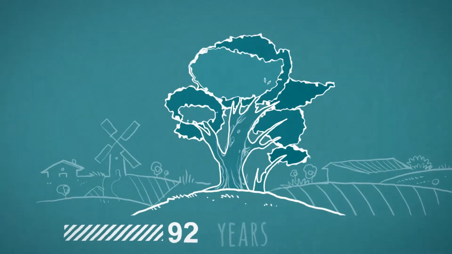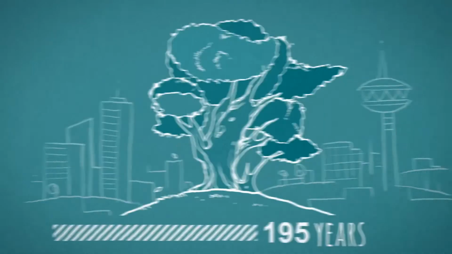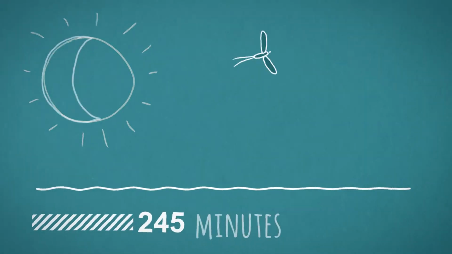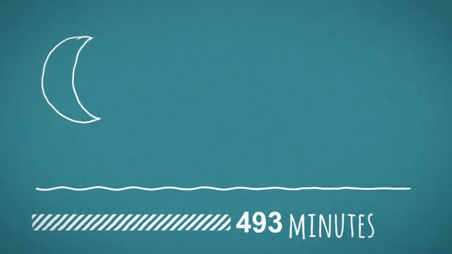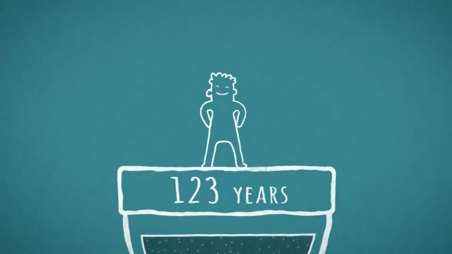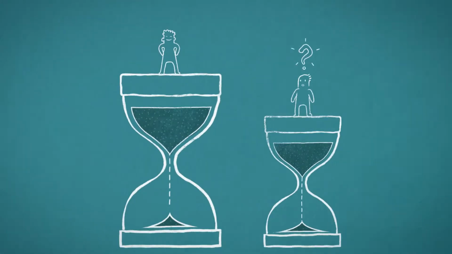Why can pine trees live thousands of years while a mayfly lives minutes? Or within species, why do some people live to become 123 while most live till their 80s?